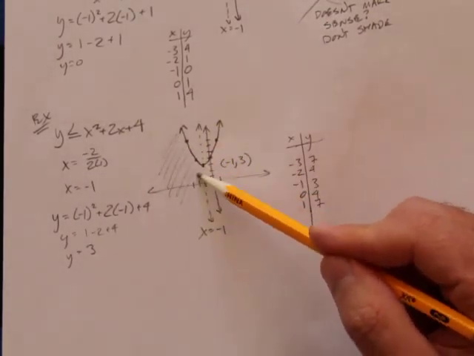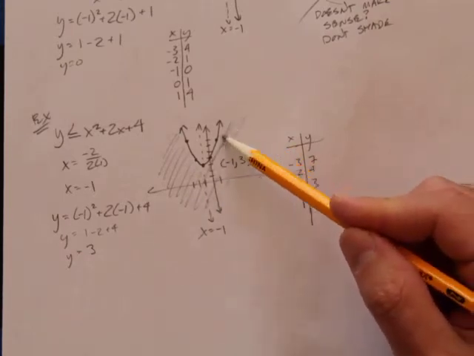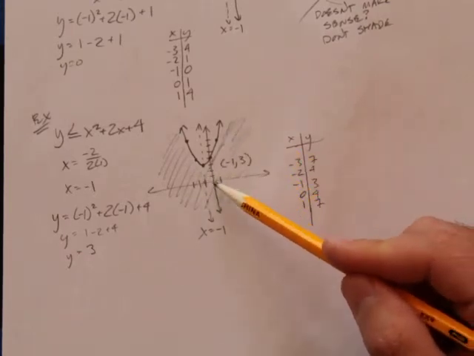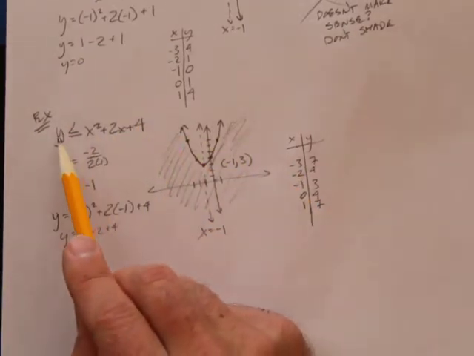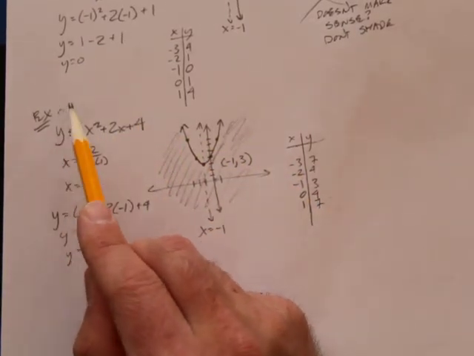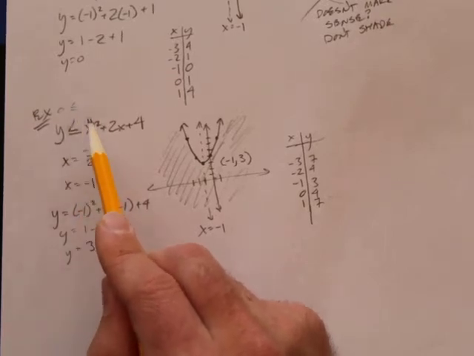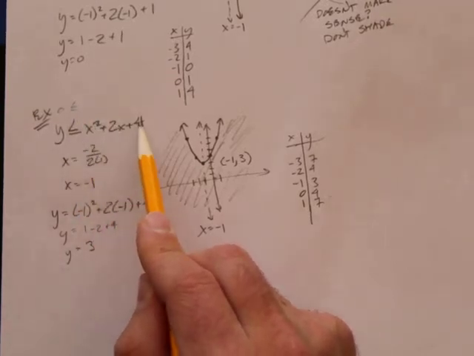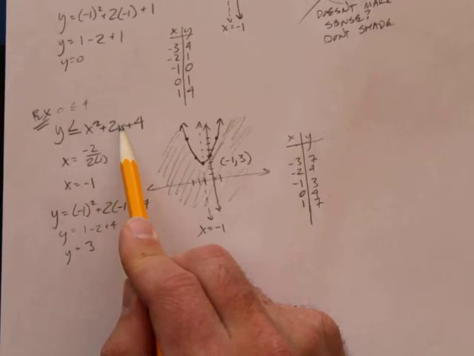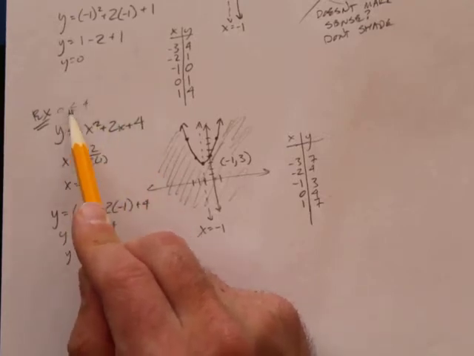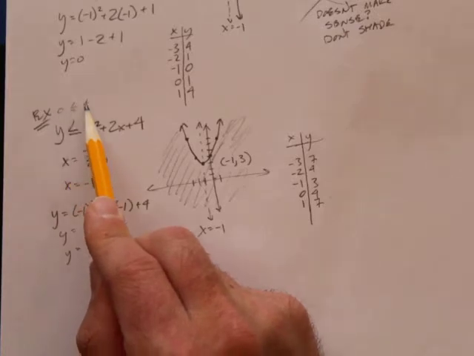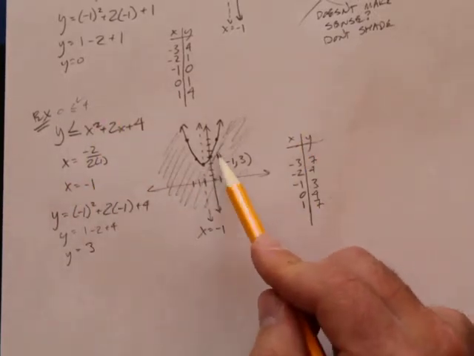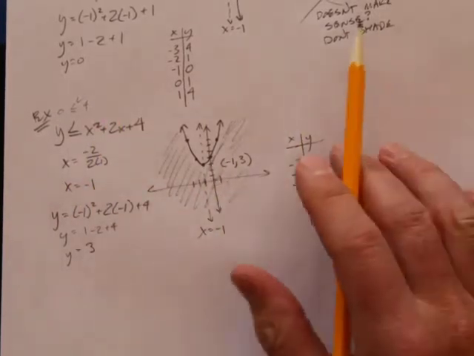If I'm not sure what to do, just plug in 0, 0 here and see if it makes sense. Does 0, 0 make sense? Okay, plug in 0 for y: is 0 less than or equal to 4, right? 0 plus 0 plus 4 is 4. Is 4 greater than or equal to 0, or is 0 less than or equal to 4? Yes, it is. So that's the area that we should be shading.